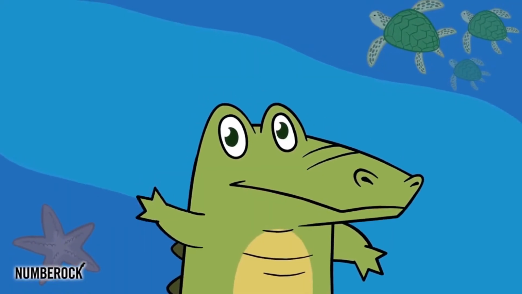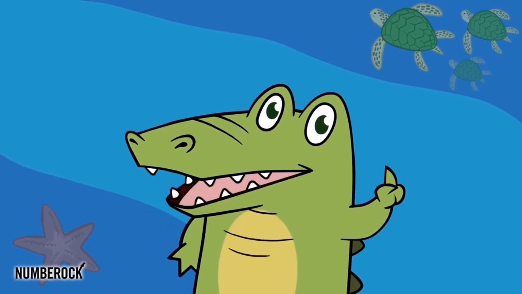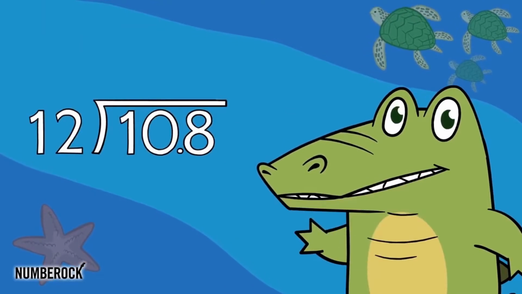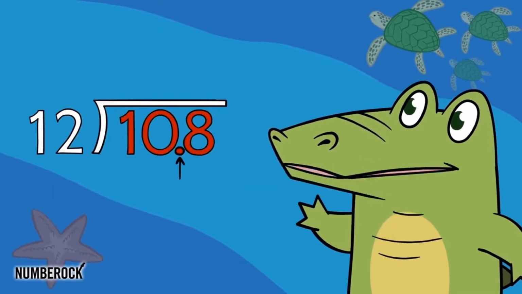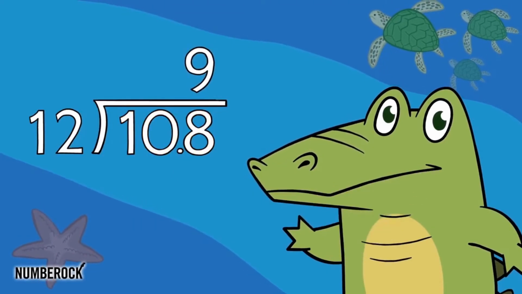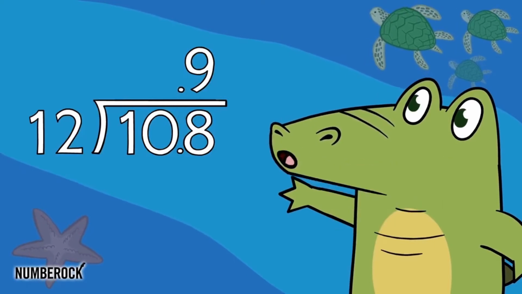G'day there. I'm Slater the Alligator from the land down under, here to talk to you about long division with decimal numbers. If there's only a decimal number in the dividend, simply do the division as you normally would. Then bring the decimal point straight up above the line to the quotient.